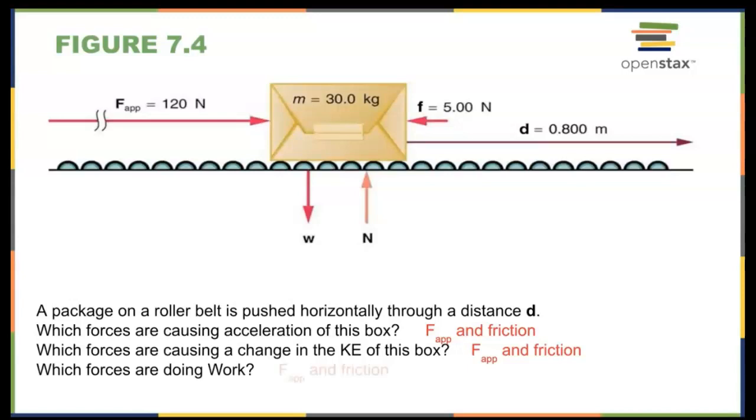So that means which forces are doing work? Well, the force applied is doing positive work, the frictional force is doing negative work, and as we saw in the previous video, the gravitational force and normal force in this case are perpendicular to the displacement. Any force that is perpendicular to the displacement is doing no work. Therefore, it's causing no change in kinetic energy, and another way to say that is that it is not influencing the box's acceleration.